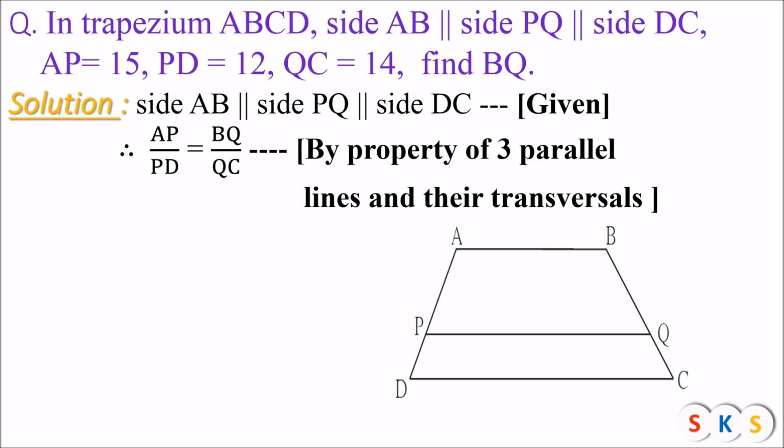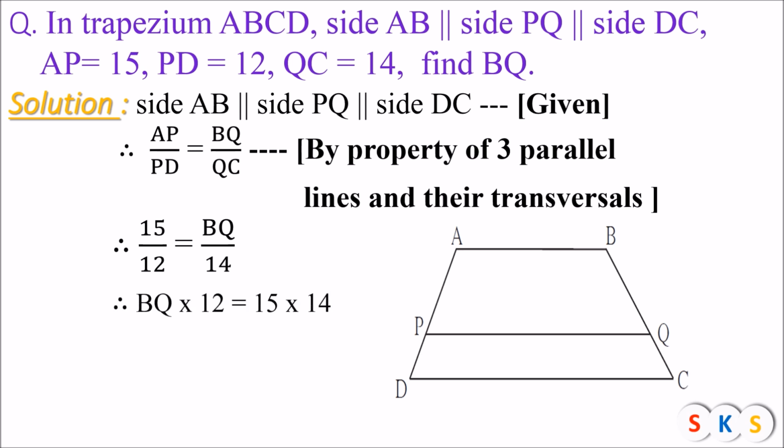Now we will substitute the values. We will get 15 upon 12 equals BQ upon 14. Therefore BQ into 12 equals 15 into 14. Therefore BQ equals 15 into 14 whole upon 12. Now we will simplify. We will get BQ equals 17.5. So whenever you find three parallel lines, think about the property of three parallel lines and their transversals.